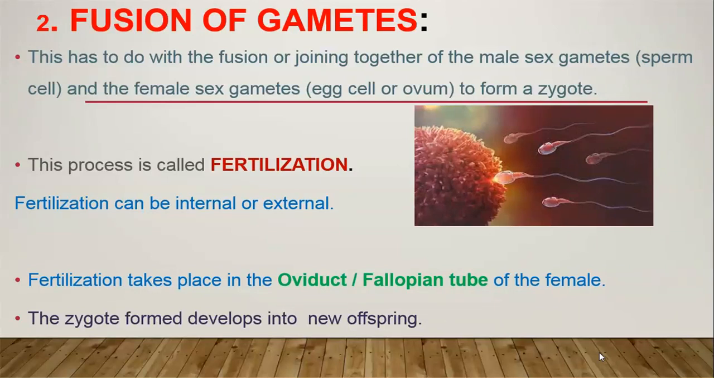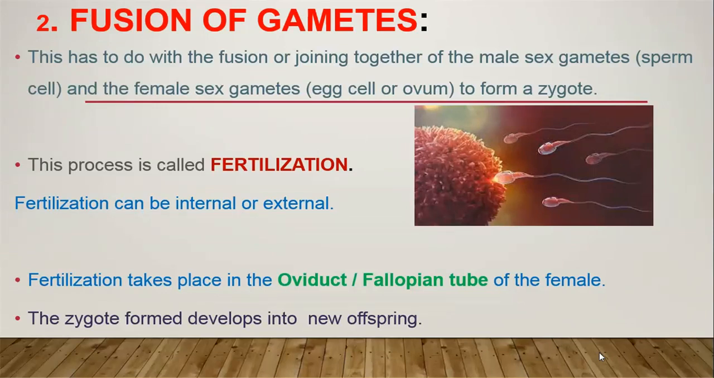So if you want to define fertilization, you can say this is the fusion or joining together of the male sex gametes and the female sex gametes to form zygotes. So the word fusion there stands for joining. Now, fertilization can be internal or external. If fertilization takes place inside the body of an organism, it is internal fertilization. If it occurs outside the body of an organism, it is called external.